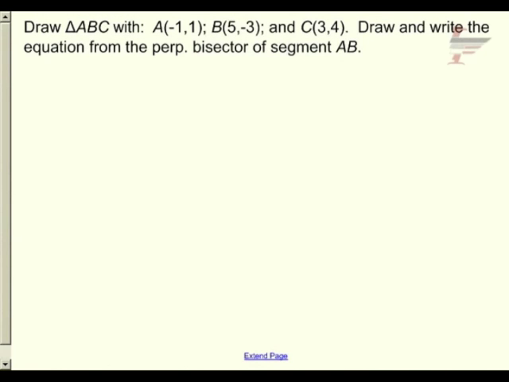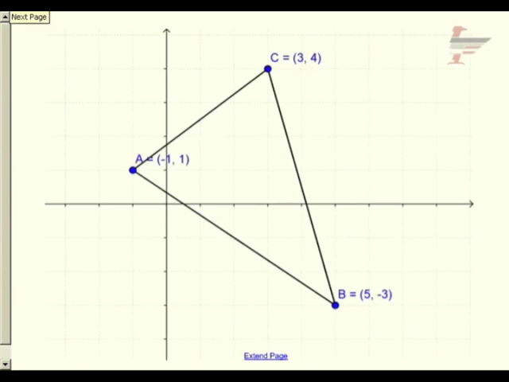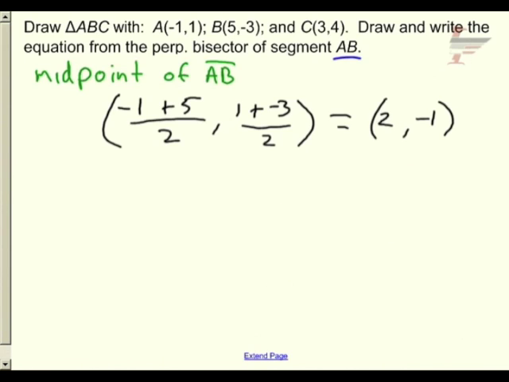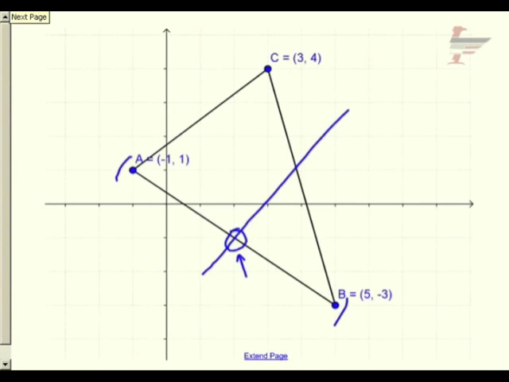All right, to find the perpendicular bisector of segment AB, we know we have to go through the midpoint of AB, so it's going to be somewhere kind of around there, and it has to be perpendicular to that segment. So the first step will be to find the midpoint of this segment, and then we'll find the slope of that segment as well, and then find the opposite reciprocal slope. So the midpoint of AB is (2, -1). So we know that this point has to be (2, -1).